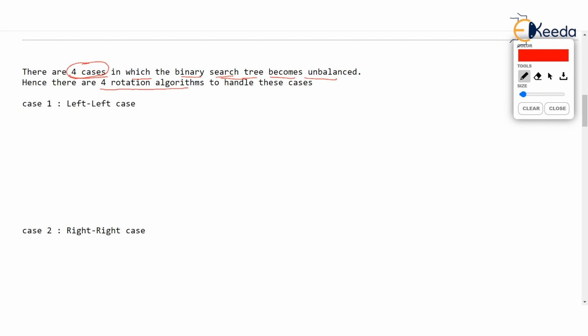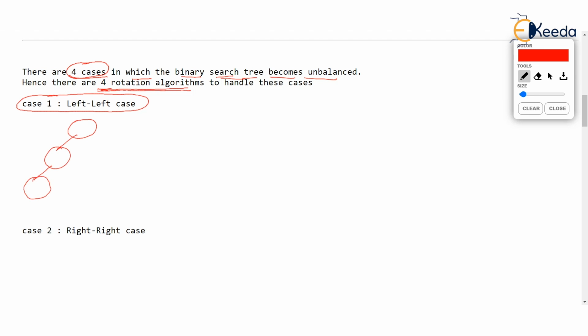And these rotation algorithms were created by Adelson-Velsky and Landis. It is unbelievable that these four rotation algorithms are so simple that very easily an unbalanced tree can be transformed into a balanced tree. Let us see what those four cases are. Now, case one in which the tree becomes unbalanced is the left-left case. Just imagine that we have a tree like this.